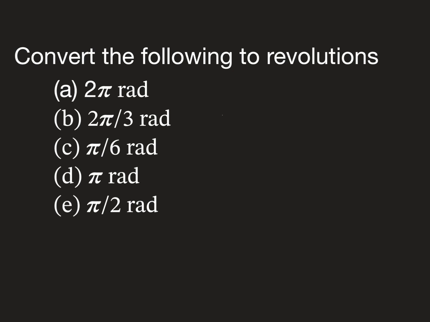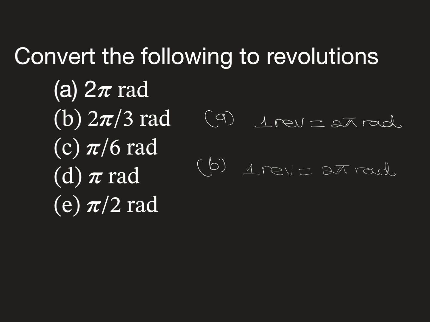Moving on, we are going to convert these angles from radians to revolutions. So for question A, we know that 1 revolution is equal to 360 degrees, which is the same as 2 pi radians, right? So which means we can say 1 revolution is equal to 2 pi radians. For question B, again using 1 revolution is equal to 2 pi radians, then x revolution should be equal to 2 pi over 3 radians.